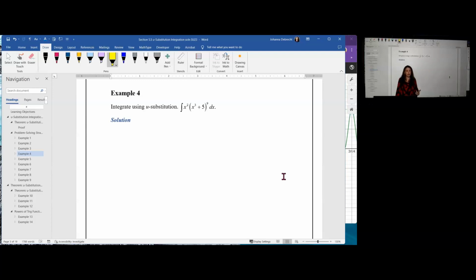Since the 3 is a constant, I can deal with that. I can't put in a variable, but I can put in a constant. Go ahead and pause the video now, work this one out, and then turn the video back on so we can compare our results.